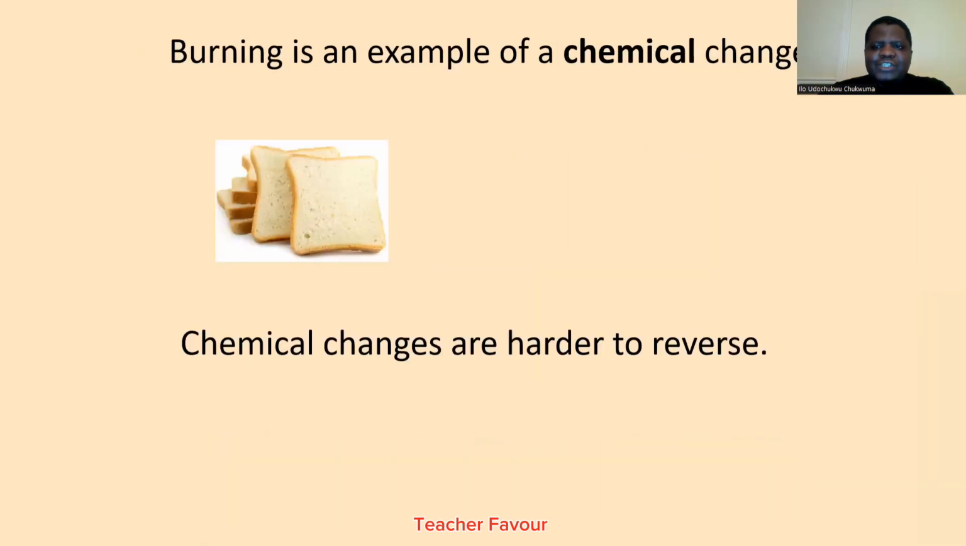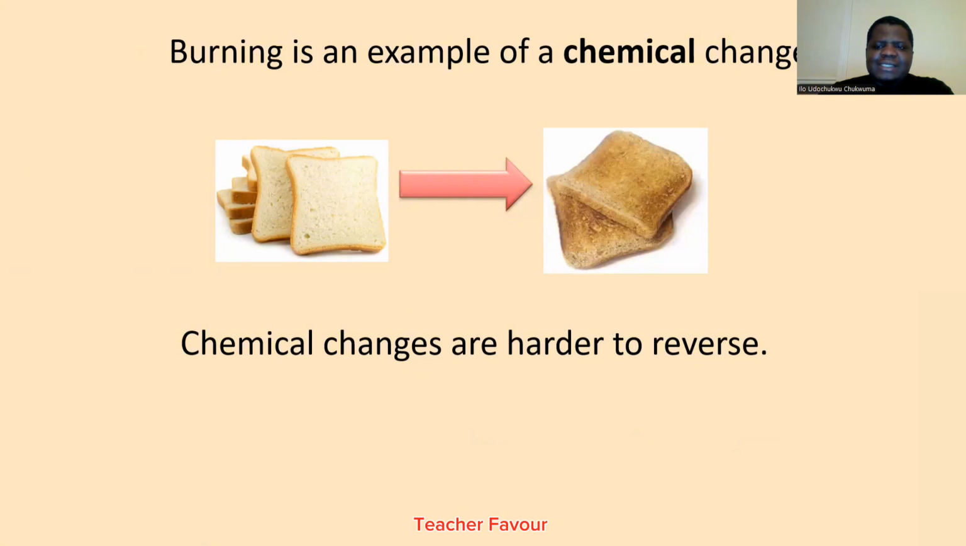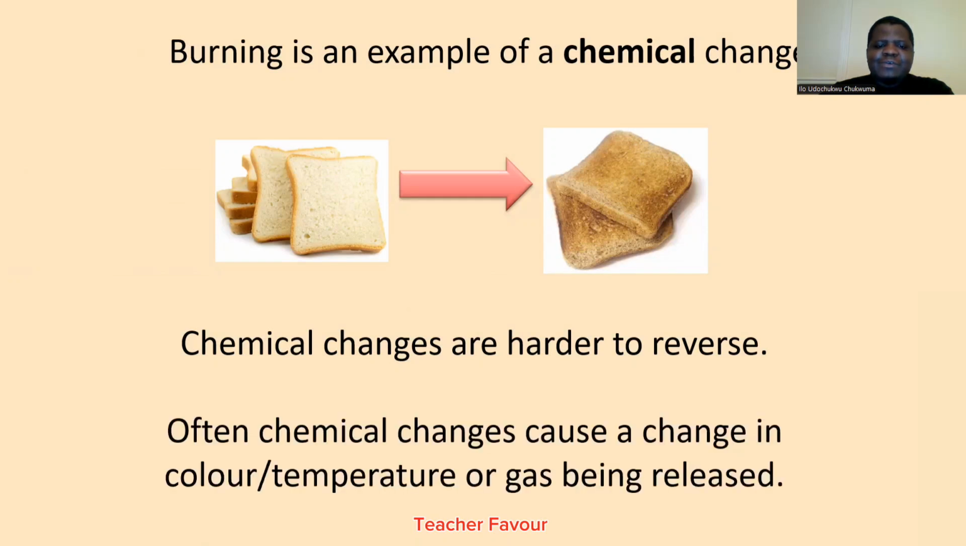Talking about chemical change, an example of chemical change is burning. Chemical changes are harder to reverse. For example, take a slice of bread. If we try to make a toast with this slice of bread, we'll have something like this, and it cannot be reversed back. So simply, chemical changes are irreversible.